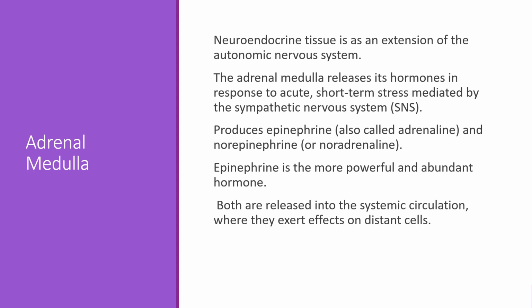The epinephrine is the most powerful and abundant of these two hormones, and both are released into systemic circulation where they exert their effect on distant cells. And both are fast acting. This is probably the only example of fast acting hormones in all of the hormones we talk about.